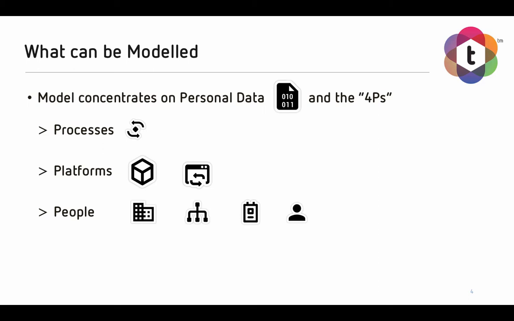The third P is people. The organizations, the teams, the roles, and the individuals who have access to the personal data or who are in some way responsible for it. And the final P is places, which relates to all of the places where all of the above is done and the places where the individuals whose personal data is being stored might reside.